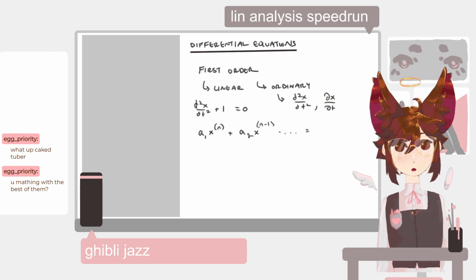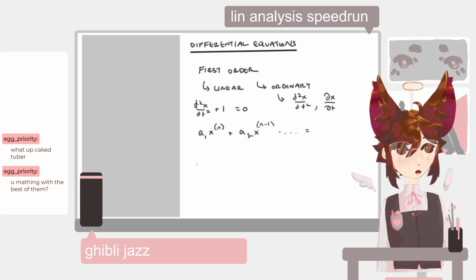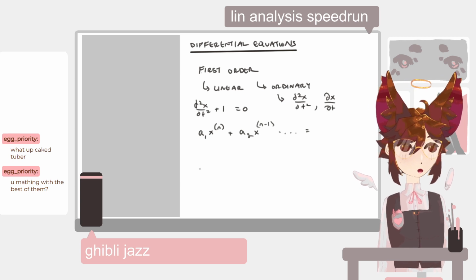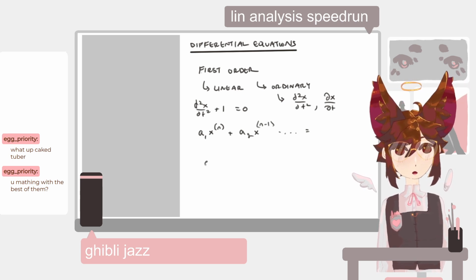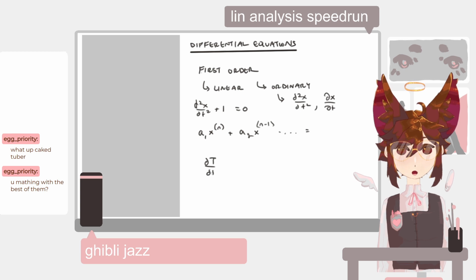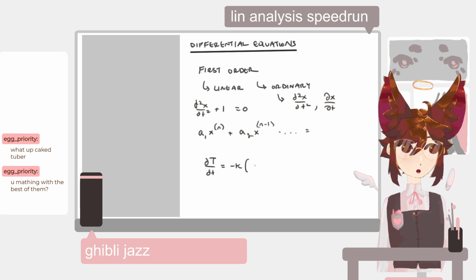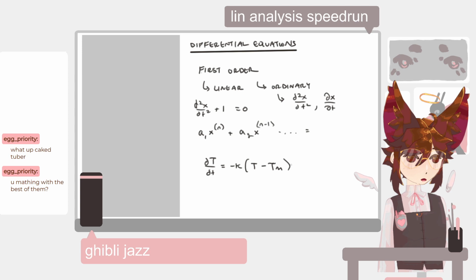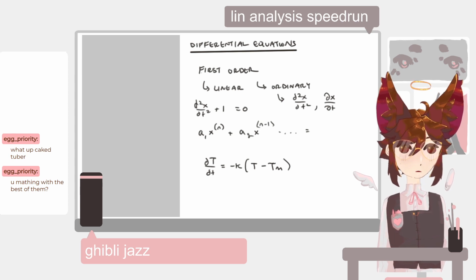So the first one that is liked for some reason, I don't know, it's pretty easy, is Newton's law of cooling. Newton's law of cooling states that the derivative of temperature with respect to time is equal to a constant times the temperature of the body minus the temperature of the medium, right? So it's just an object.